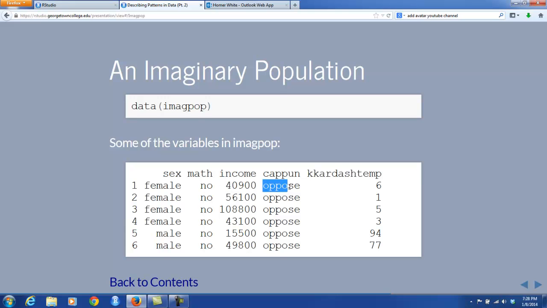What do they think about capital punishment? Do they oppose the death penalty or do they favor it? The first 6 people here opposed it, but there are some favors later on. And then just a fun one, how do you feel about the celebrity Kim Kardashian on a scale from 0 to 100, where 0 is you just despise her and 100 is you think she's the greatest thing ever? And so there's a range of ratings that are given here. This is called Kim Kardashian temperature, how warm or cold you are towards that particular celebrity.